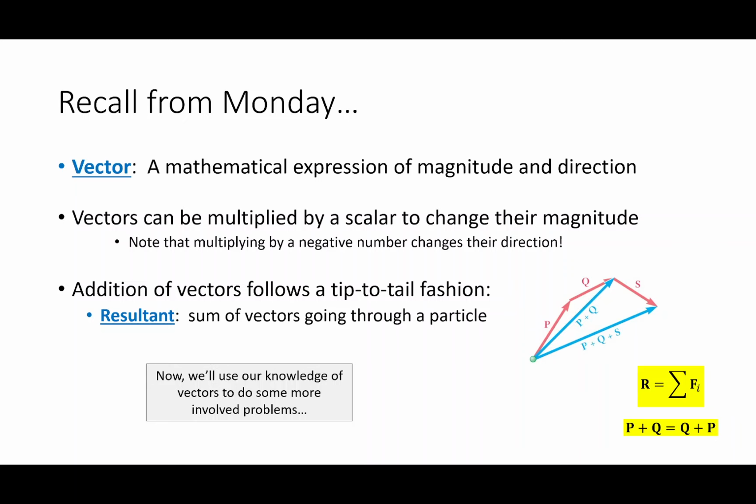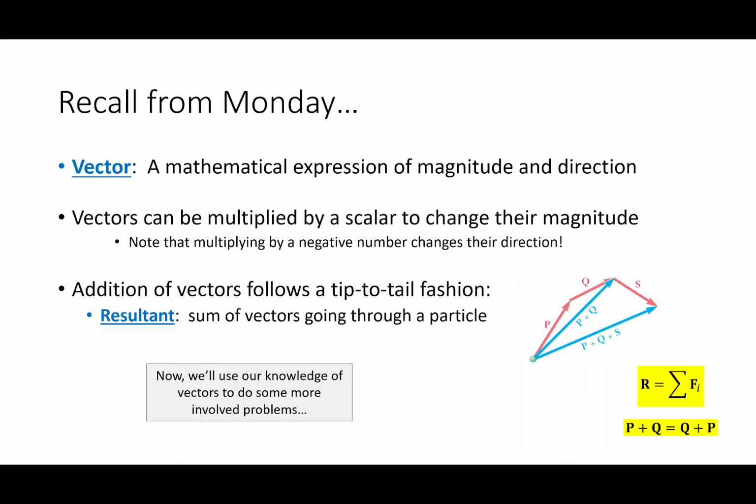So just to recap from Monday, make sure we're all on the same page. We are talking about vectors, and a vector is a mathematical object that contains 2 facets, a magnitude and a direction, okay? Whereas a scalar contains only a magnitude, okay? Now, vectors can be multiplied by a scalar to change their magnitude. So if you take a vector and you double it, it will stay along the same line of action. It will just double its length or its magnitude. If you multiply a vector by a negative scalar, it will stay along the same line of action. It just flips the direction.